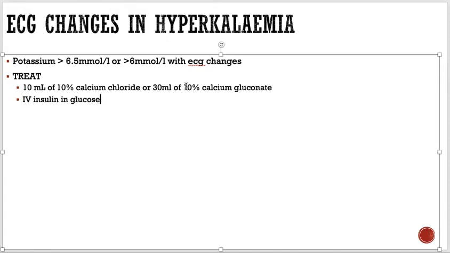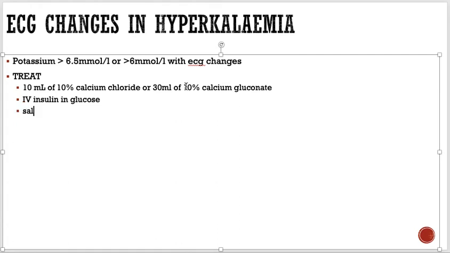So if you know the function of insulin, whenever we give insulin, it moves potassium from the extracellular fluid to the intracellular fluid, or simply it stimulates the uptake of potassium inside the cell. That's why it lowers the serum potassium levels by around 0.5 to 1 millimole per liter over half an hour to 1 hour. So that is very important. But remember, keep on watching the patient for hypoglycemia, because the patient can develop hypoglycemia.